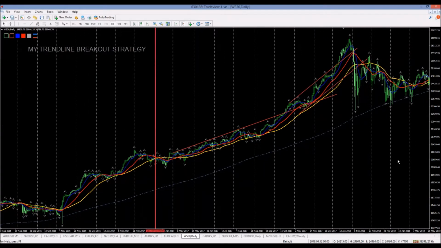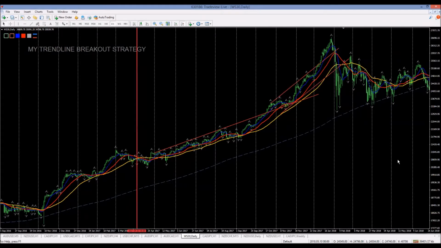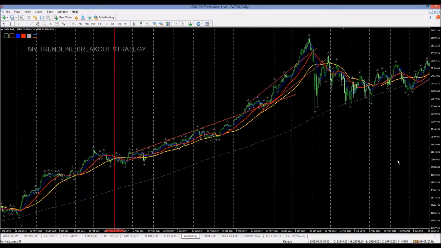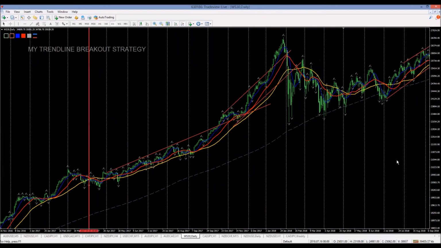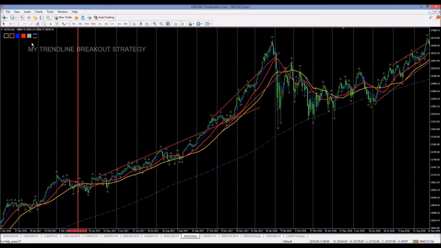Oh, where are we going? What are we going to do? Oh, is it going to break first or is it going to bounce off? It's going to bounce off. Put the trend lines on. Let me show you something about these trend lines.